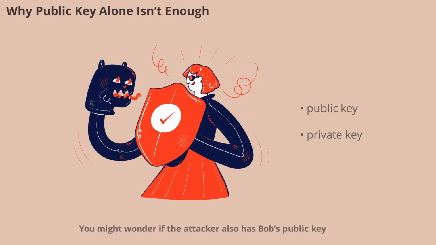You might wonder, if the attacker also has Bob's public key, can't they decrypt the message? The answer is no. The magic of asymmetric encryption is that a message encrypted with the public key can only be decrypted with the private key. The public key is designed for encryption, not decryption. This means that even if the public key is widely available, your private communications remain safe.